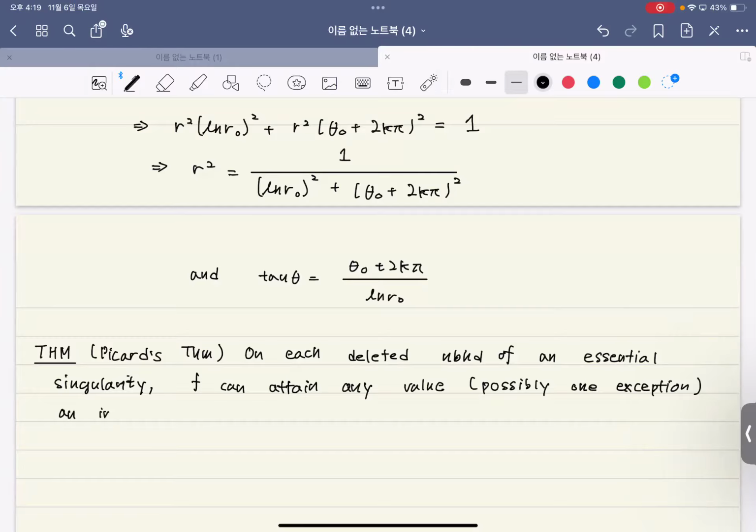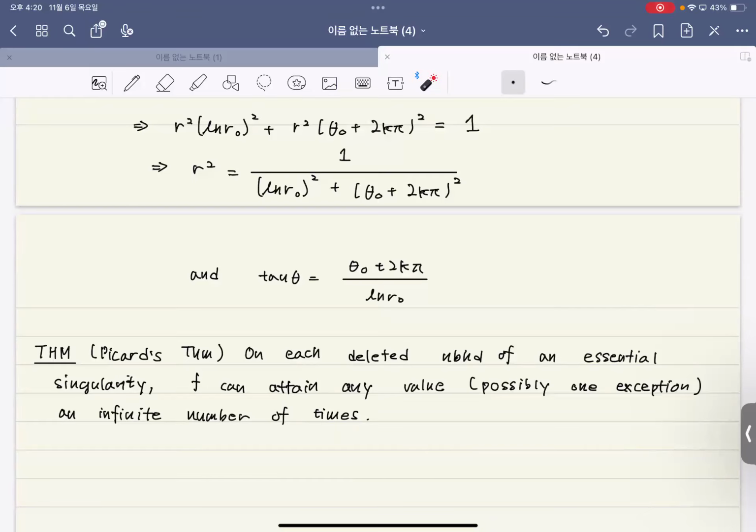And every other value is attained infinite number of times. So take a small deleted neighborhood around the essential singularity, and any complex number can be obtained infinitely many times around that deleted neighborhood. For me, this sounds really pathological and crazy.